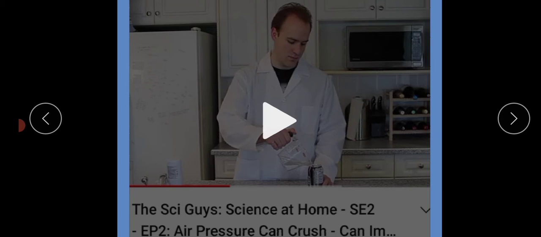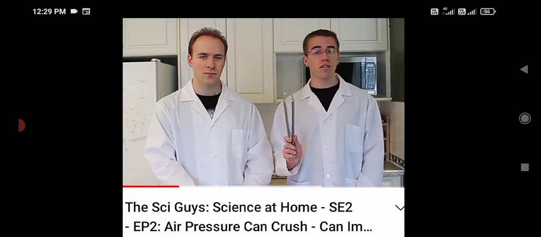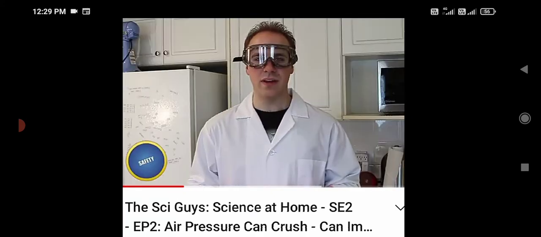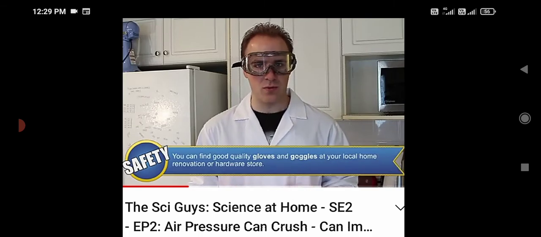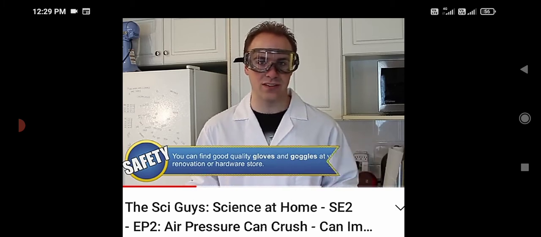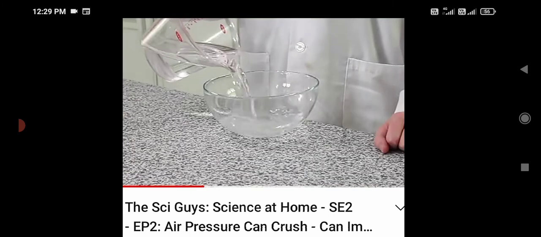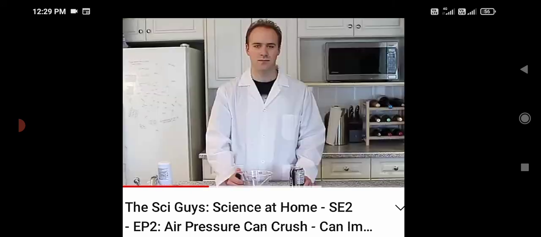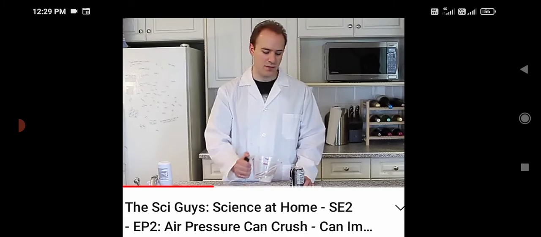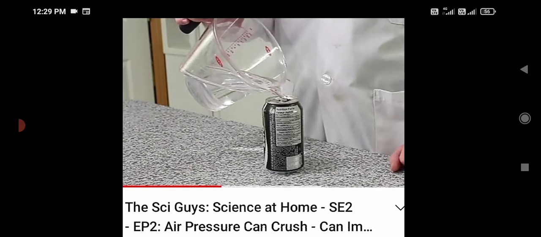Now I'm going to explain the can with hot and cold water. If the can is in hot water and cold water, what happens? First, these two persons take some materials: a big glass bowl, a glass tumbler, and a metal can. A tumbler full of water is poured into the bowl. This is ordinary cold water. Next, one more tumbler filled with water is poured into the empty can, a Coca-Cola can.